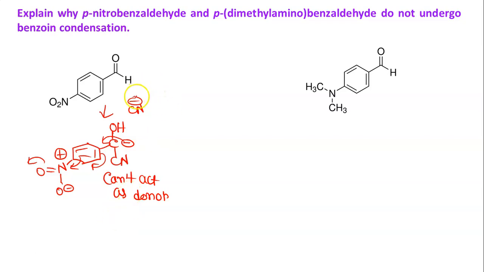Okay, otherwise if you consider the fast attack by CN minus, it will be facile. Why? Because NO2 is electron withdrawing group, so the electropositive character of the carbonyl carbon will be very high. So this is the reason for the first molecule, para-nitrobenzaldehyde.